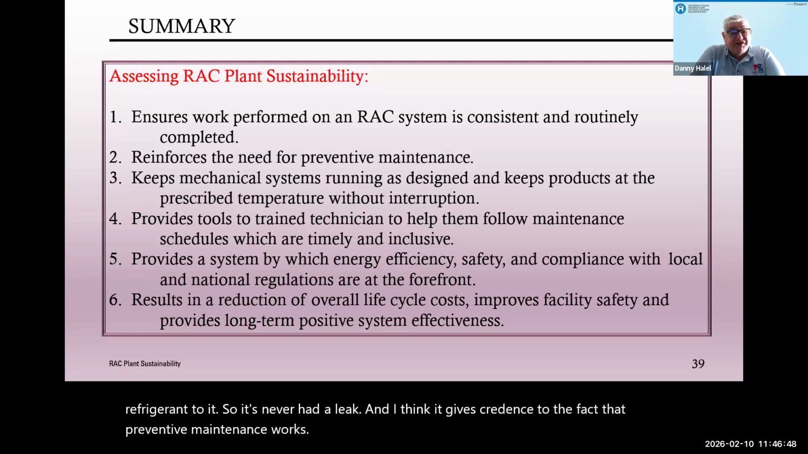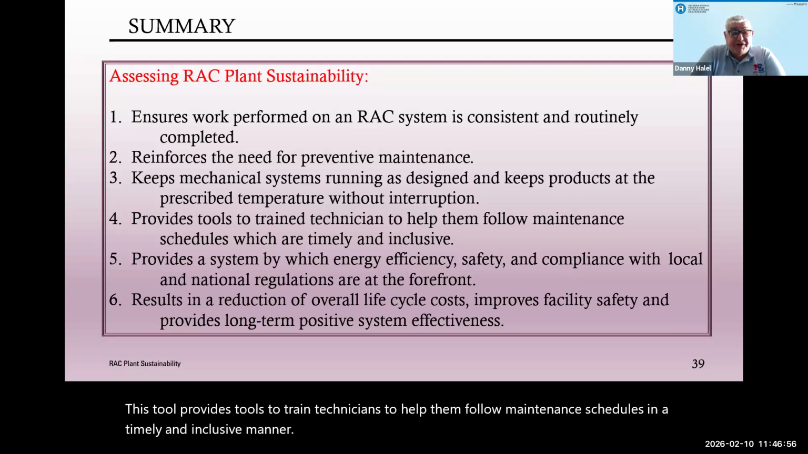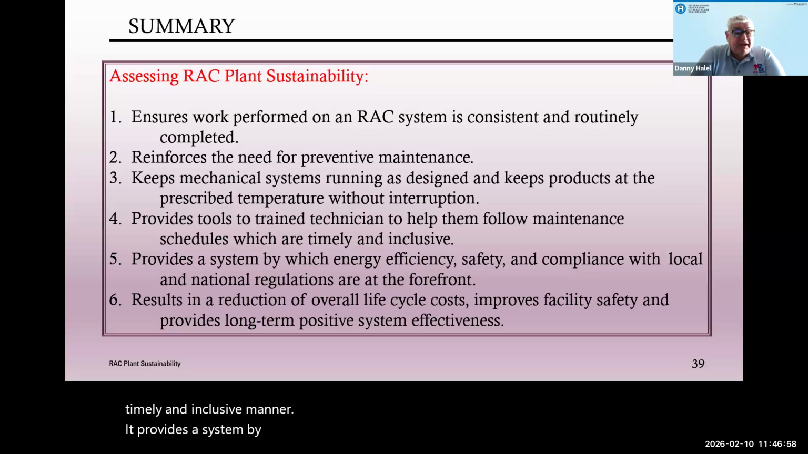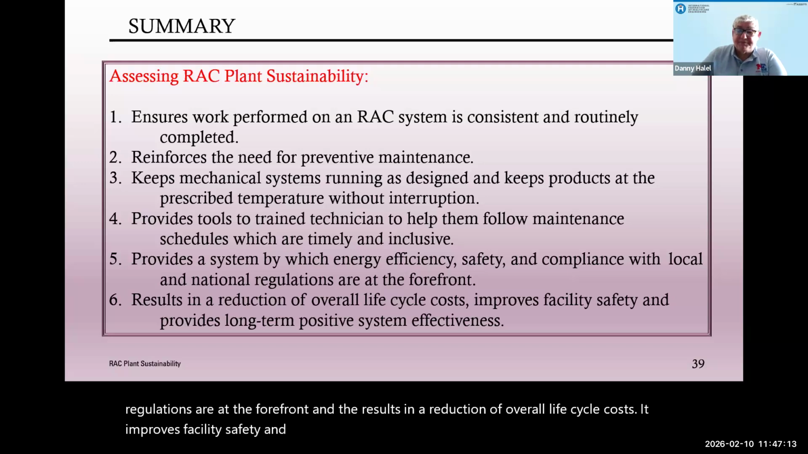This tool provides tools to train technicians to help them follow maintenance schedules in a timely and inclusive manner. It provides a system by which energy efficiency, safety, and compliance with local and national regulations are at the forefront. And the result is a reduction of overall life cycle costs, improved facility safety, and long-term positive effectiveness.